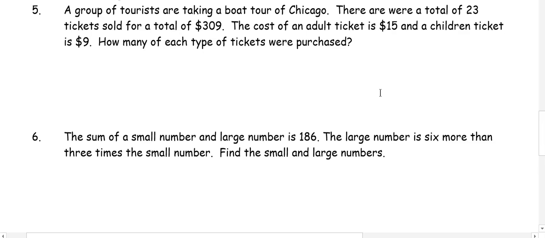Number 5, a group of tourists are taking a boat tour of Chicago. There were a total of 23 tickets sold for a total of $309. The cost of an adult ticket is $15 and a children's ticket is $9. How many of each type of ticket were purchased? So our variables here are the 2 types of tickets, and the 2 types of tickets we sold were the adult tickets and the children tickets.